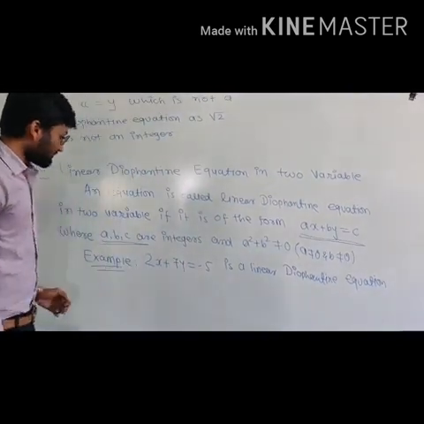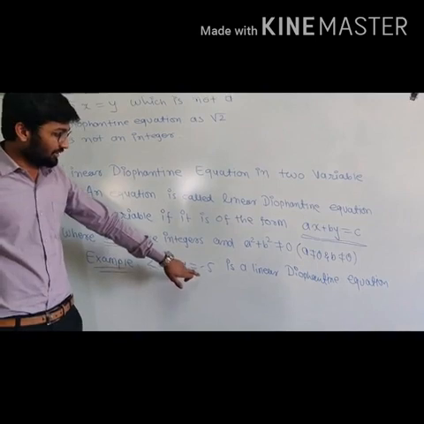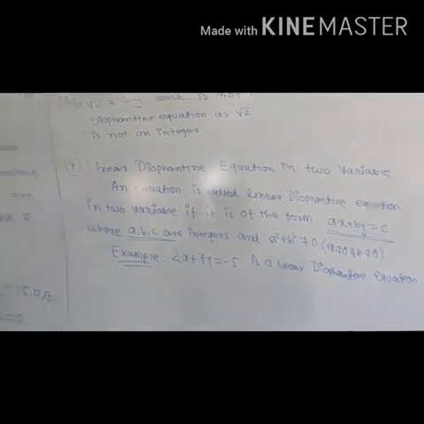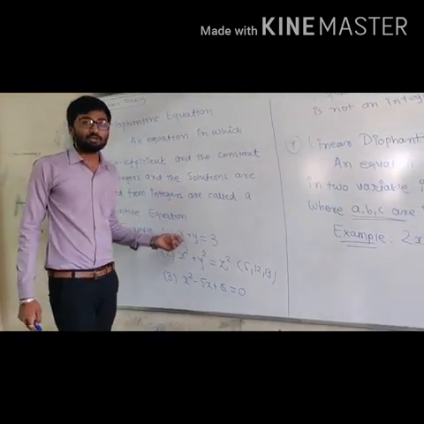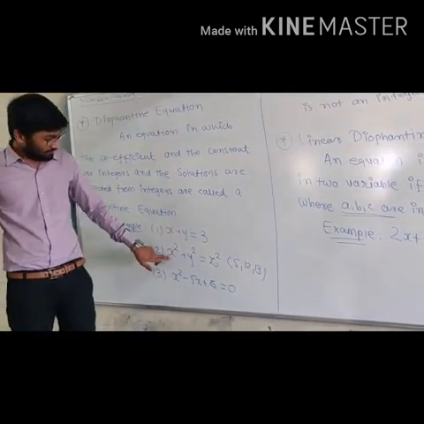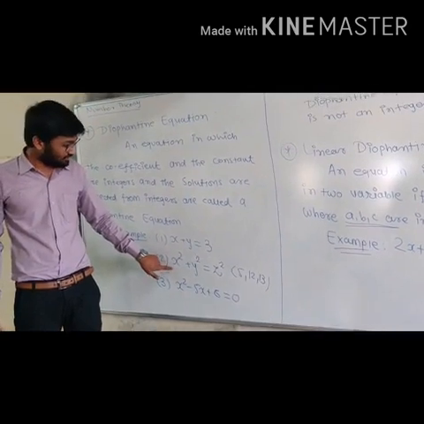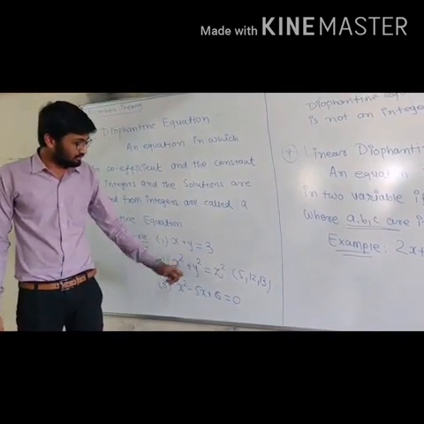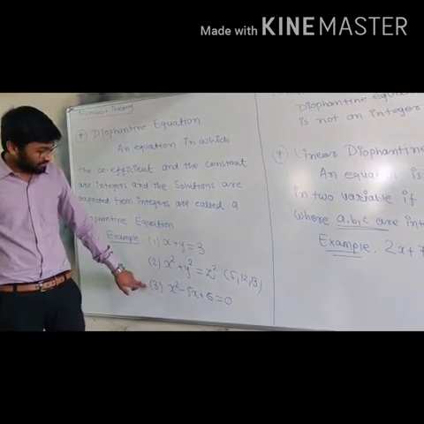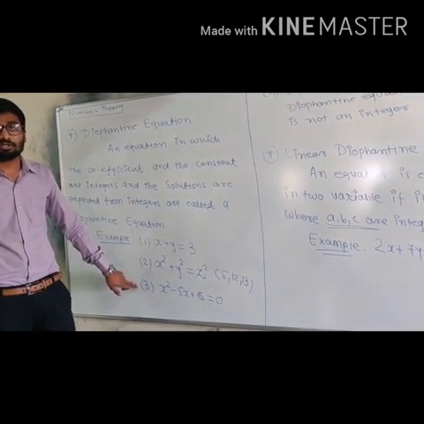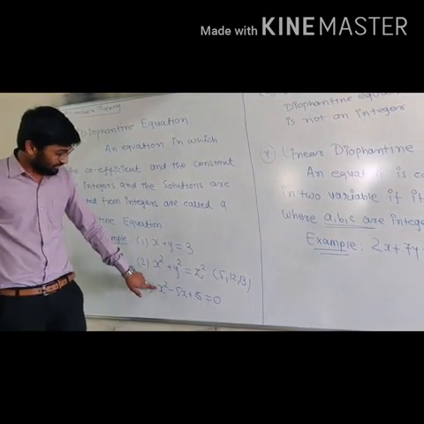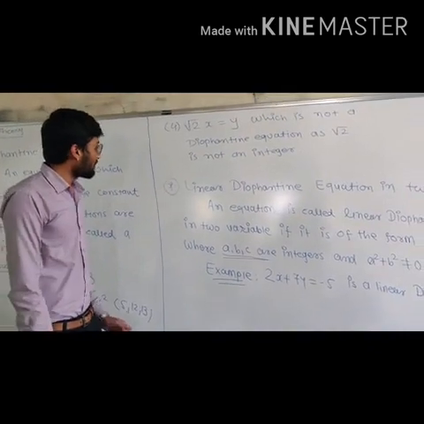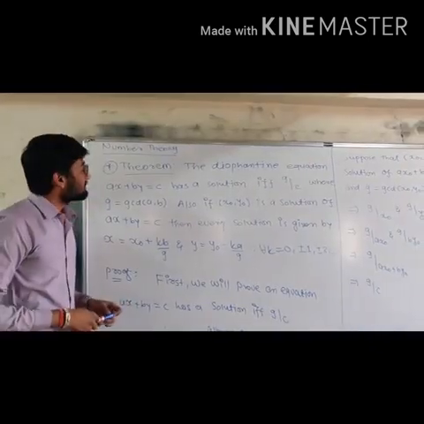And clearly see the example, 2x plus 7y equal to minus 5 is a linear Diophantine equation. Now look at x plus y equal to 3, which is also a linear Diophantine equation. And the second is not a linear Diophantine equation, as x has a power 2, and it is also in three variables. Okay. The third example is also not a linear Diophantine equation, as x has power 2. So this is the concept of Diophantine equation and linear Diophantine equation.